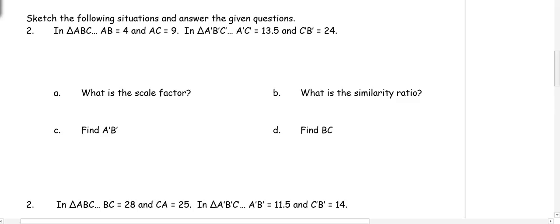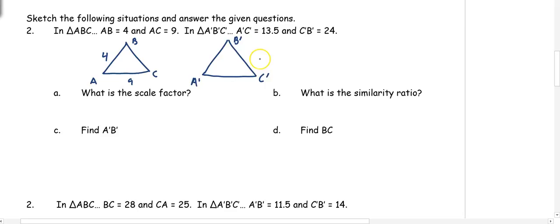So in number 2, sketch the following situations and answer the given questions. So we're going to draw the two triangles ABC and A prime, B prime, C prime. So A, B, C. They told us that AB is 4 and AC is 9. And then we have A prime, B prime, and C prime. So A prime C prime is 13.5 and C prime B prime is 24.